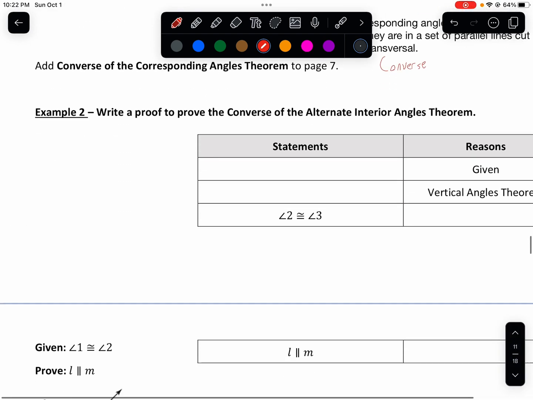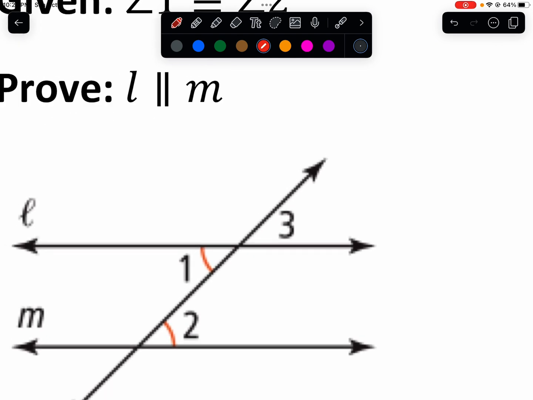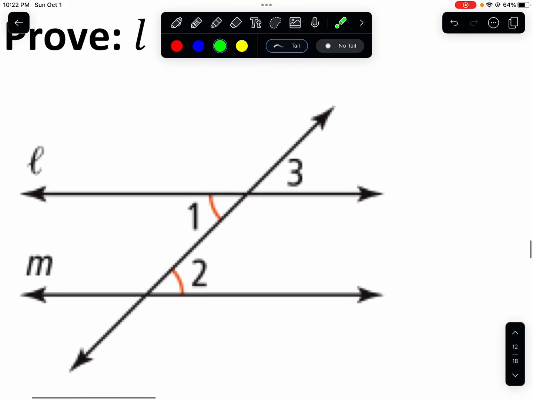So can we use that to prove alternate interior angles? Yes, we can. Let's do it visually, then we'll do it in writing. I'm going to go a bit faster than I have in the past, but this is part of our expected understanding to be able to give statements with our reasons. So we're going to go ahead and do that. Take a look at angles 1 and 2. These are alternate interior angles. Do alternate interior angles being congruent imply that the lines L and M are parallel? Let's go ahead and find out.